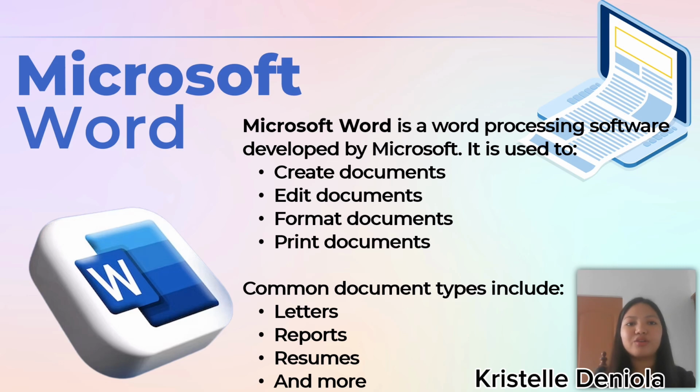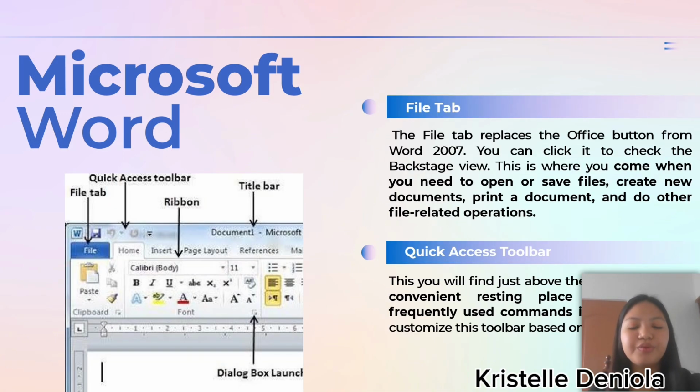Microsoft Word is a word processing software developed by Microsoft. It is used to create documents, edit documents, format documents, and print documents. Common document types include letters, reports, resumes, and many more. I know that this is not new to you anymore because you may have already used it in your academic or work, and we can't deny the fact that this is very useful to us. Now let's move on to the different parts of Microsoft Word.